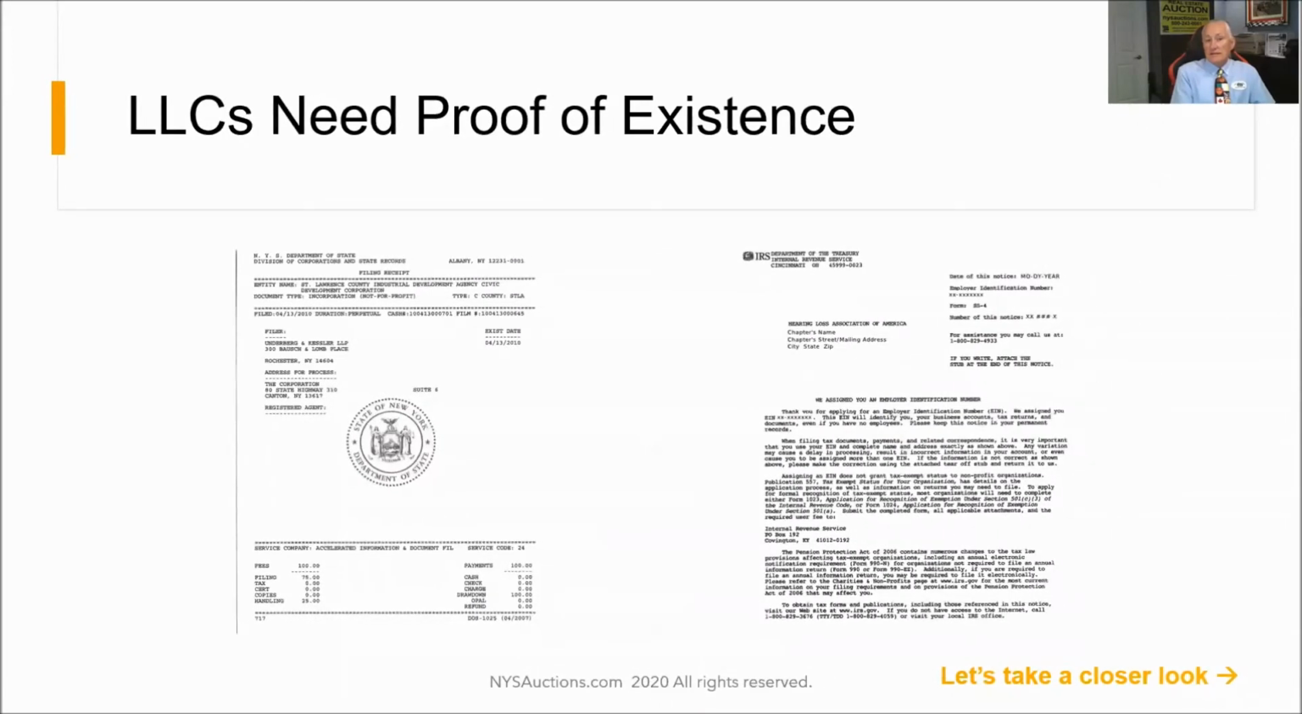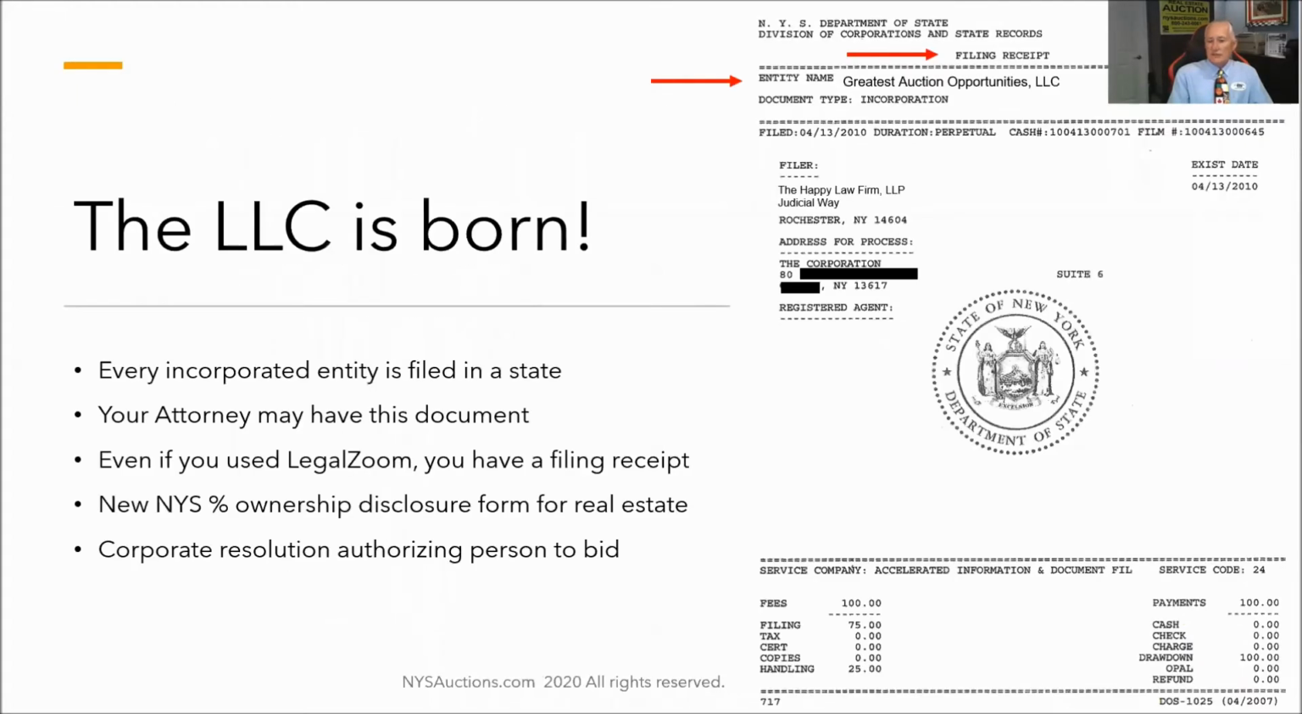For anyone registering as an LLC or an incorporated entity, you're going to have to provide proof of existence. If we're doing in-person auctions, it's best to bring copies of these two documents in particular, and we're going to take a closer look as to what they are. One is the filing receipt, and the other is the IRS identification number. The filing receipt shows where the LLC was born.